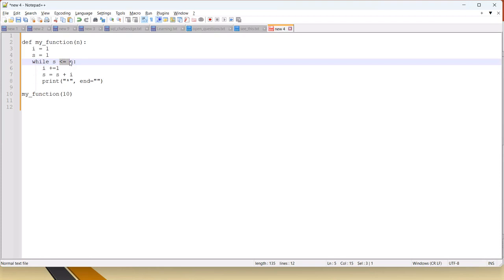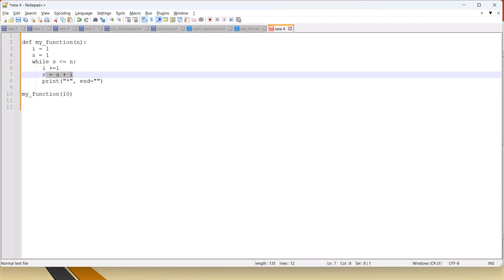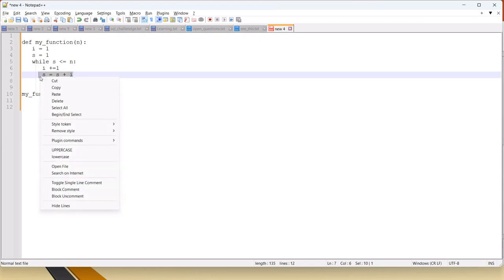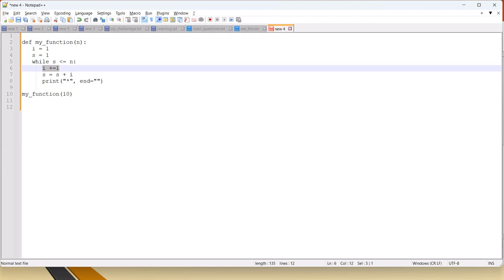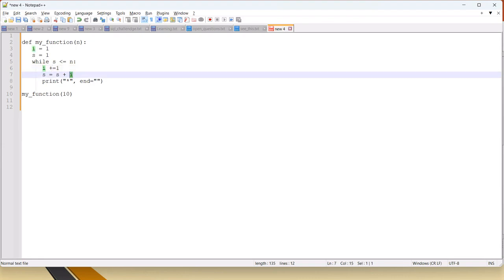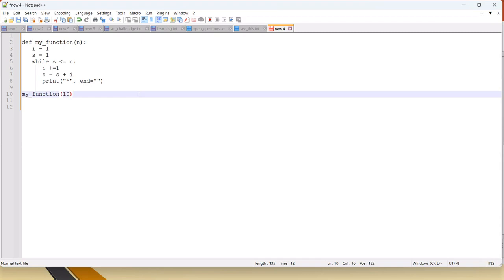Then the value of s is updated by adding consecutive integers starting from 2. Why 2 here? Already s is 1, and I is incremented by 1. So I is equal to 1 and it will become 2 here. Because of that we are consecutively adding integers starting from 2. The initial value of I is 1, and this is what is happening.